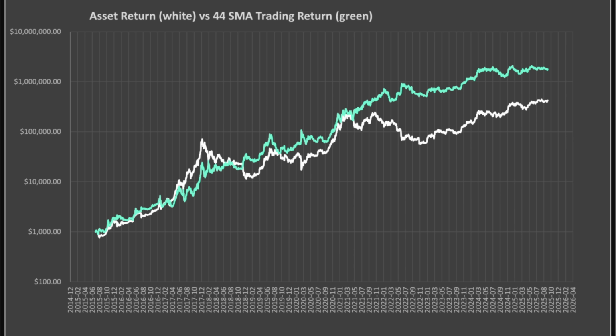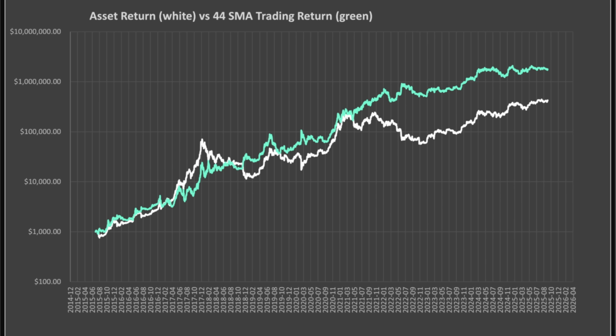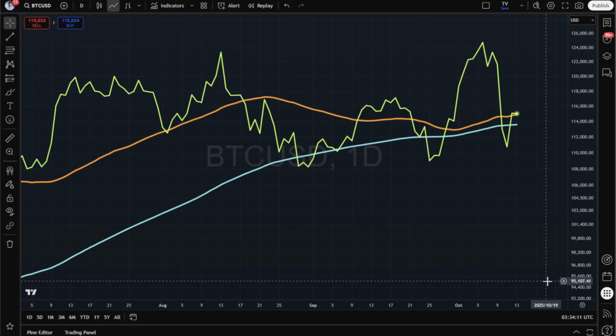And so let's say we use the 44-day simple moving average, but we don't just have 1x leverage. Instead, we lever this up with 2.75 on the long side, with 1x on the short side. This is much better than just going 1x. And again, this is a logarithmic scale, right? So each horizontal line here is at 10x from each other. So that's my preferred medium-term approach for Bitcoin.